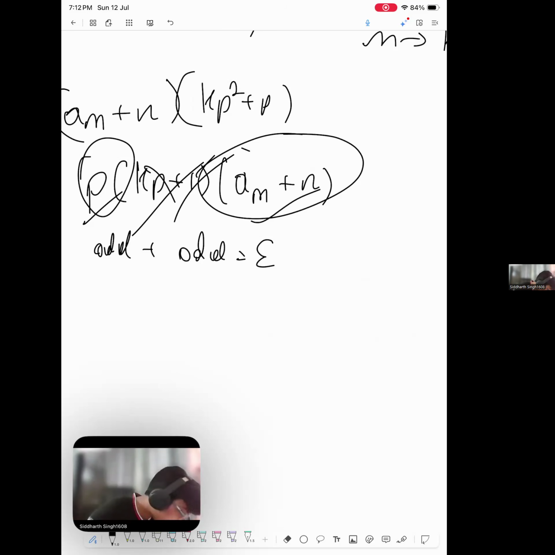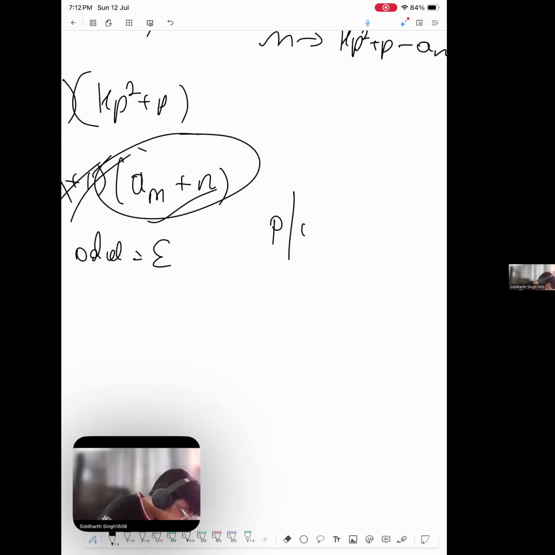Okay, I'll just answer that for you. The smallest odd number is this one. Yeah, trivially. So we have that p must divide a_m plus n.